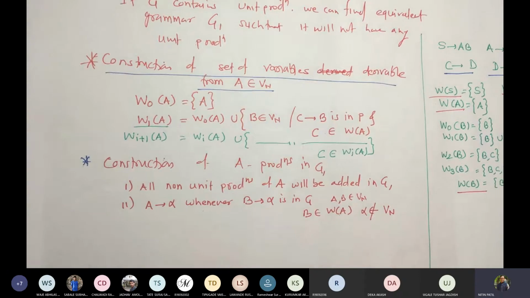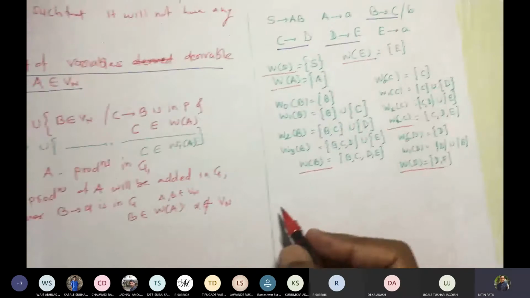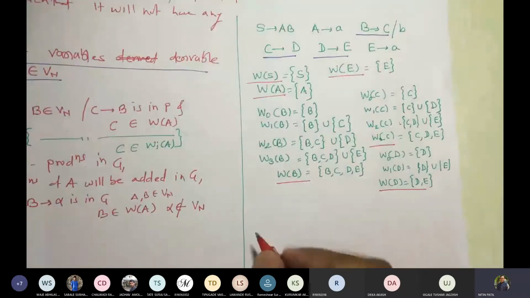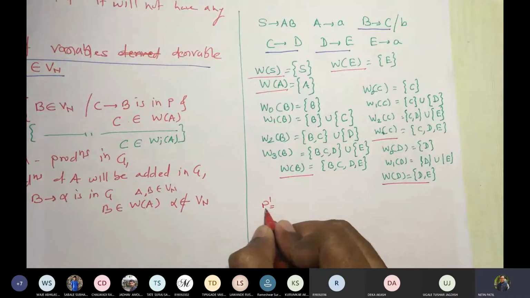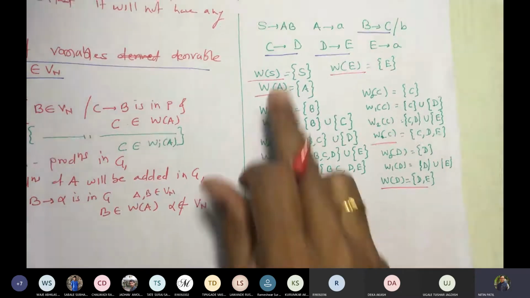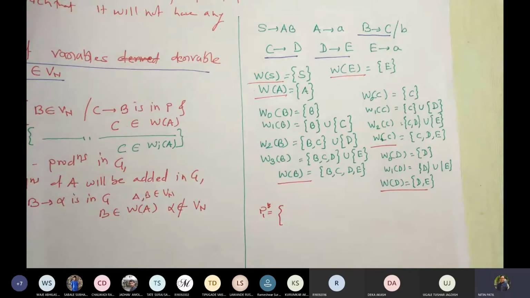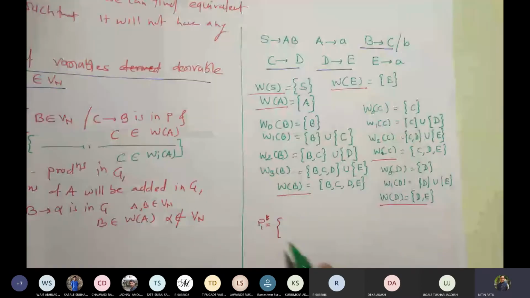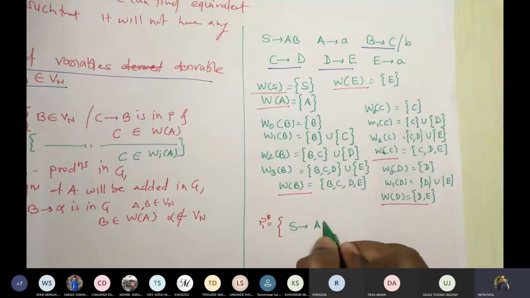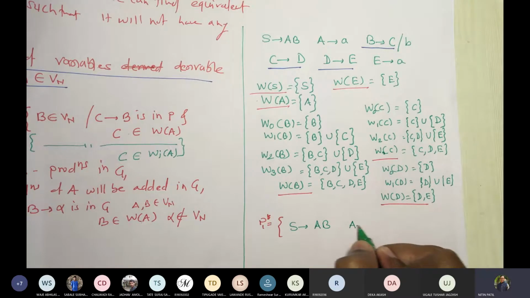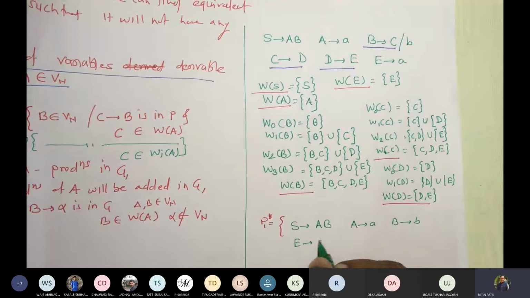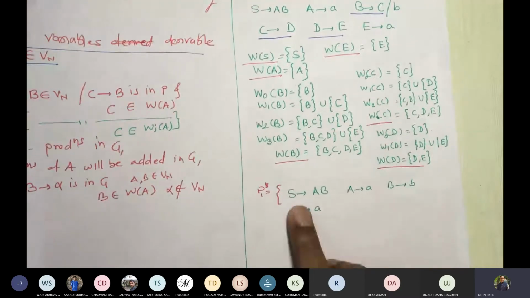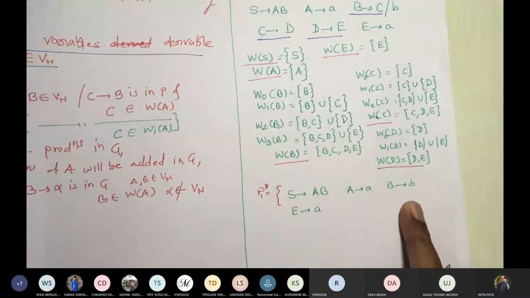So what exactly that means? How exactly we are going to add? Let us take this example. So we will construct now. We understood this construction. Now we have to construct P dash, or you can say P1, new production set. How many productions are there which are non-unit here from the given grammar? So we'll start writing. S gives AB, A gives A, B gives B, E gives A. These all are non-unit productions, correct? Am I correct?